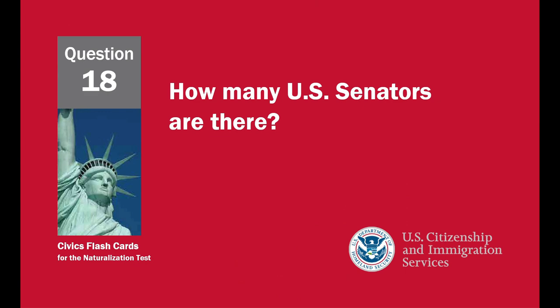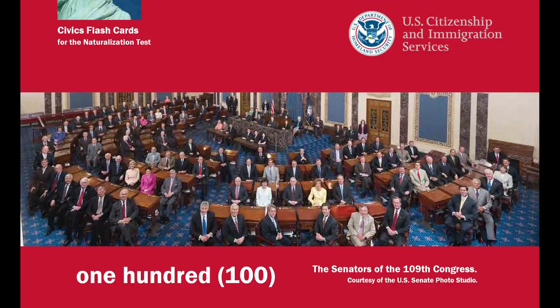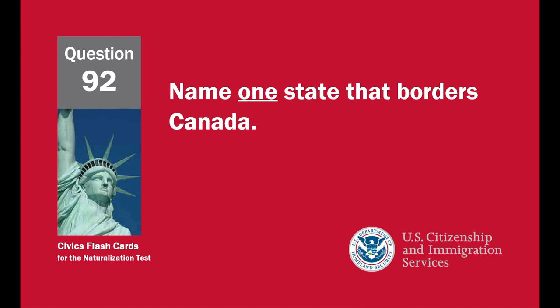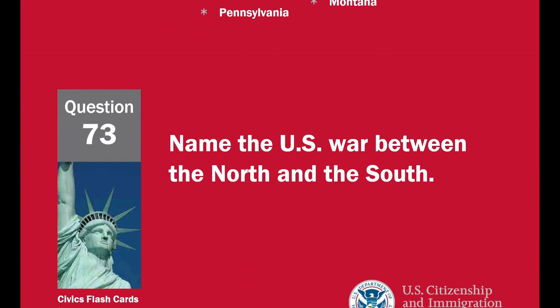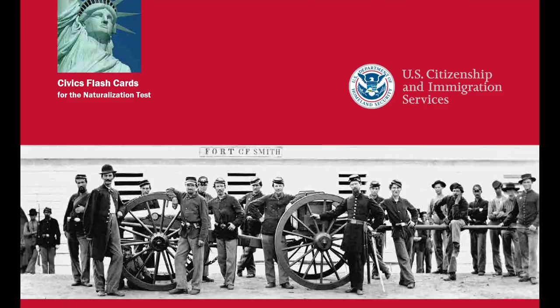How many U.S. senators are there? 100. Name one state that borders Canada. New York. Name the U.S. war between the North and the South. The Civil War.